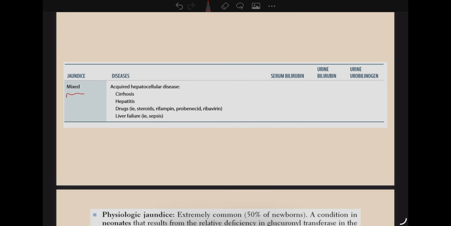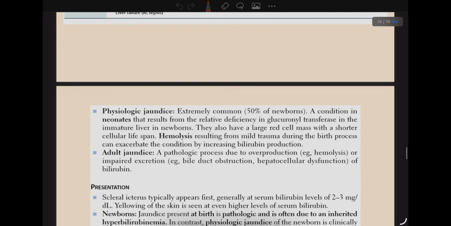If it's lost, you don't talk about unconjugated, conjugated. Both will be elevated, both will be gone. There will be a lot of problems that are hard to interpret, so we don't talk much about it.